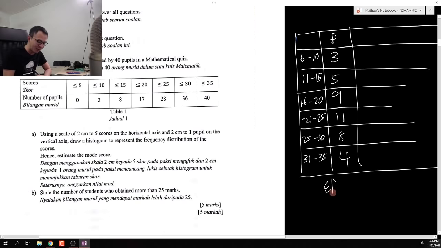I will always double check my total frequency. Is it 40? Because I should get 40 over here. So I will use a calculator to add all the numbers: 3 plus 5 plus 9 plus 11 plus 8 plus 4. Then I get 40. That means my frequency values over here are correct.